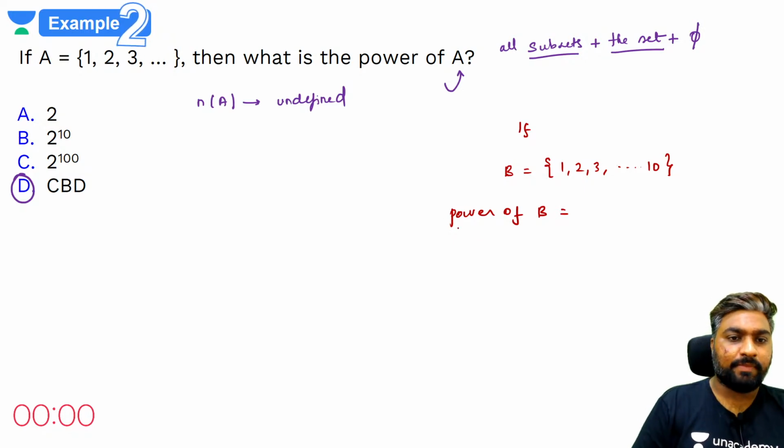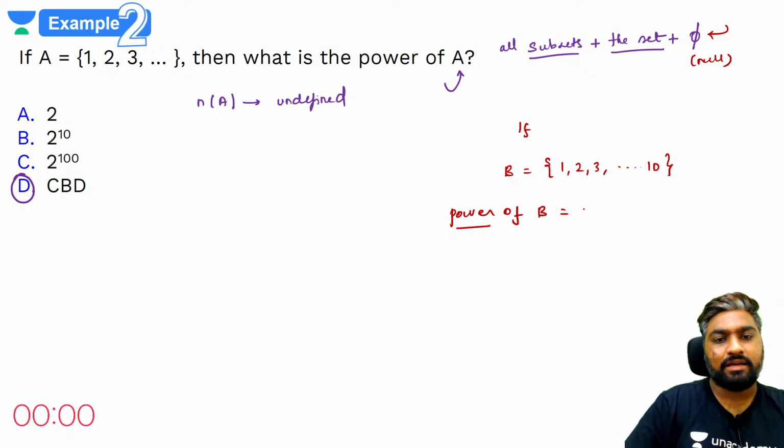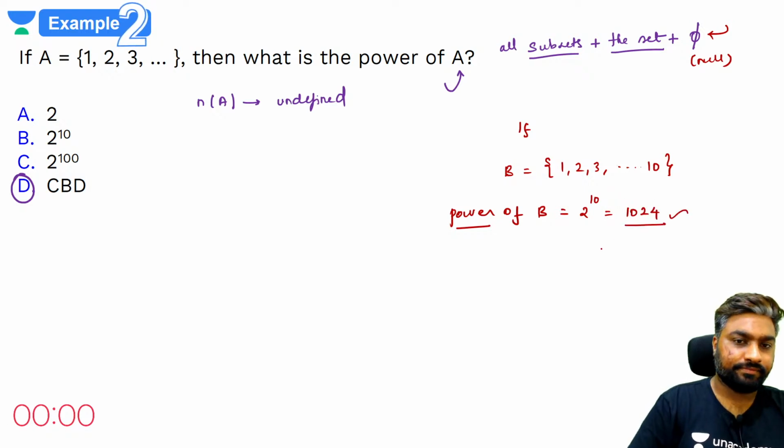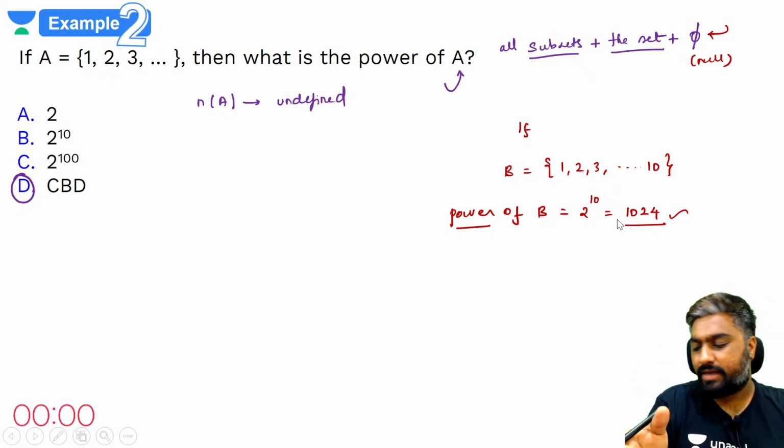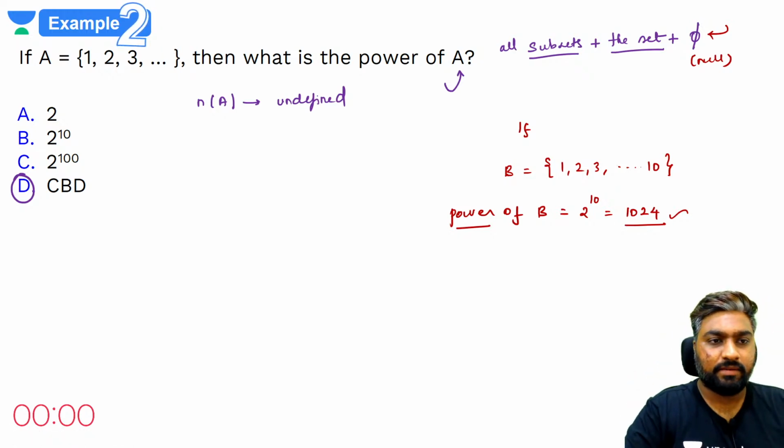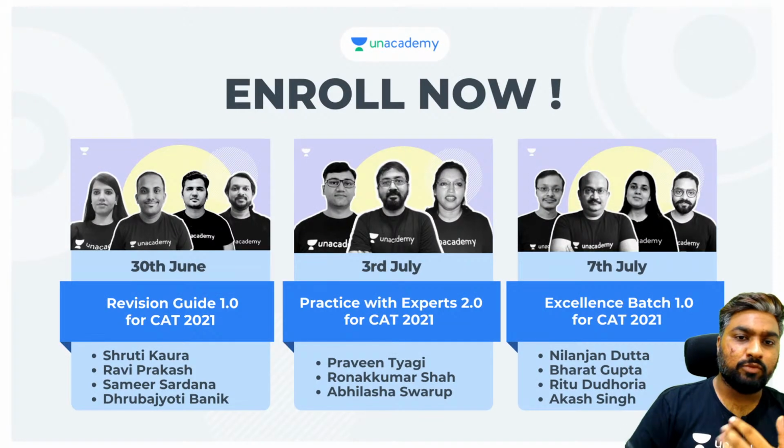Amazing, guys. Superb. So power will also include the null set. So there are 10 terms. That means 2 to the power n, which is 2 power 10. That's nothing but 1024. Clear? Understood now? So you've understood what power means, what subset means, and how you would calculate the number of subsets. Now let's move on to the next concept.